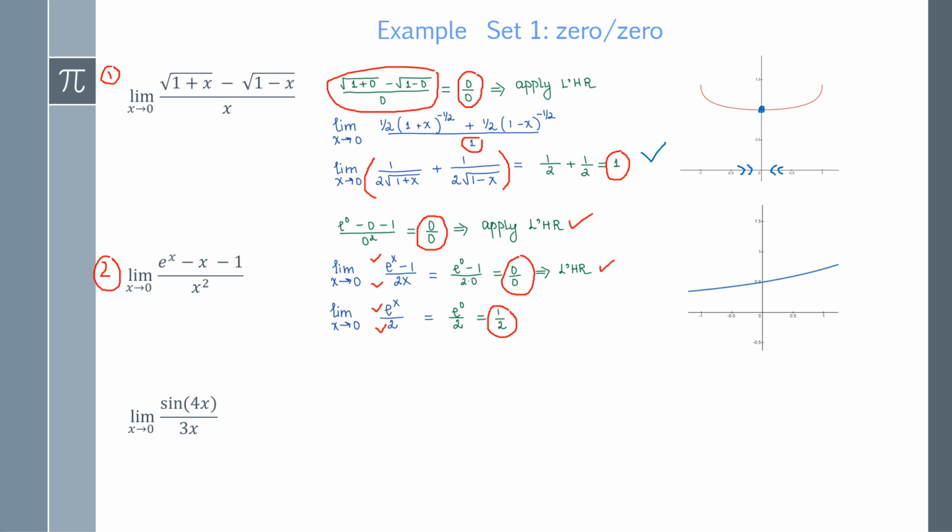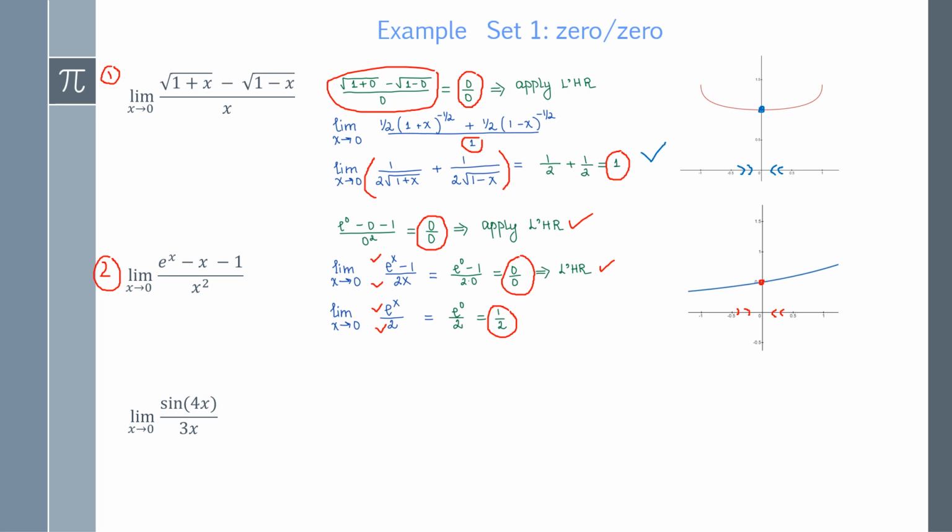Once again, let's check it with the graph. As we approach 0 from either side, left or right, the function is going to 1/2. That is your second example of a limit where we have 0 over 0. Notice that while the first problem we could solve by multiplying by a conjugate, in the second problem we don't really have a method, because factoring wouldn't work, and we don't have the right expression to multiply by a conjugate. So L'Hopital's rule is the way to go.